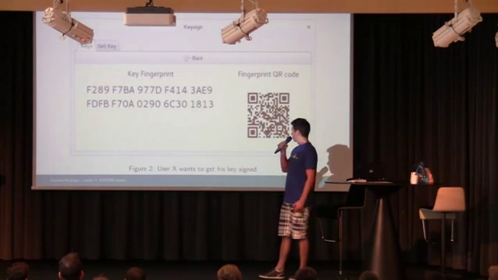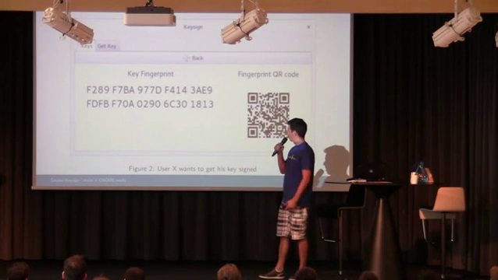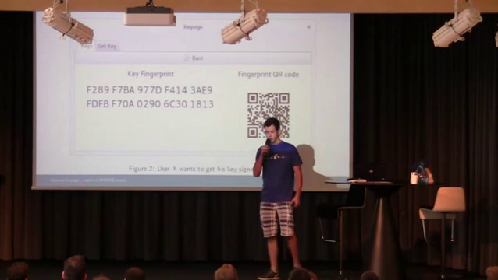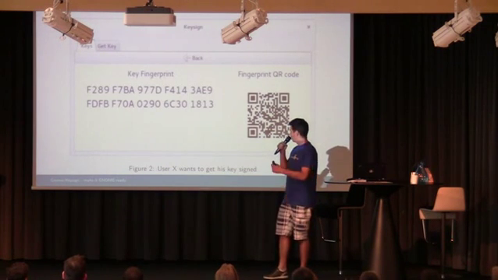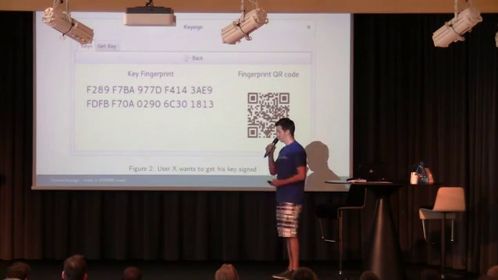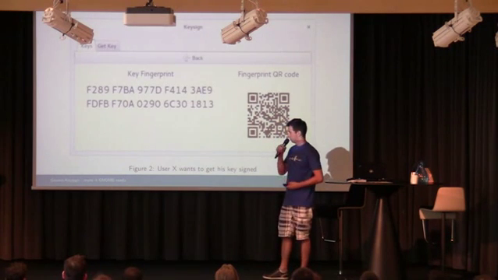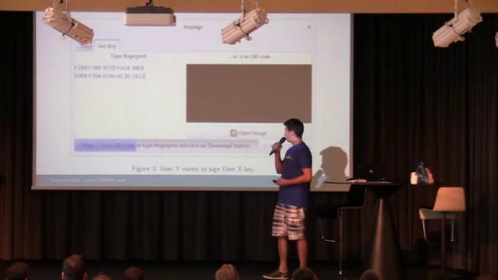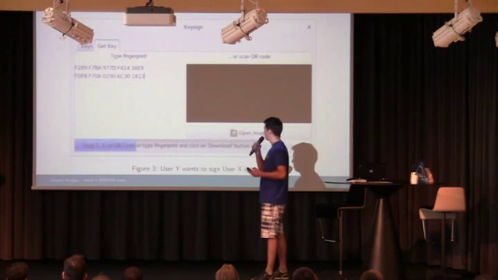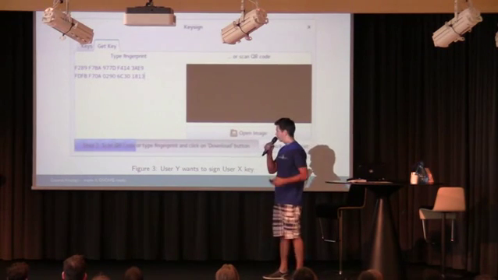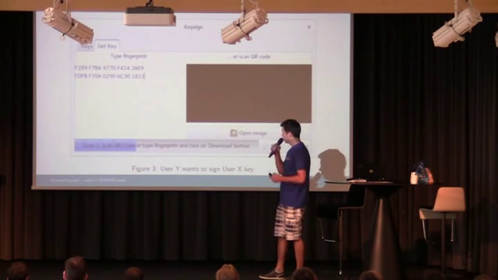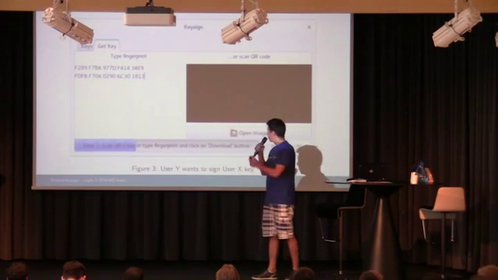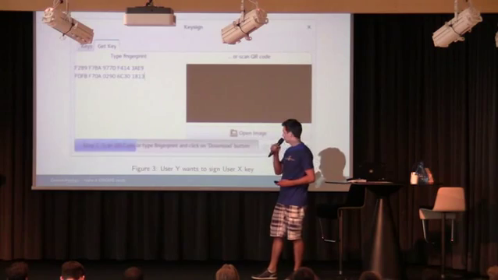How does it look? Well, it looks simple. Here the user wants to get one of his keys signed, and he selects the key, and then he gets this key fingerprint or the QR code generated. The other user who wants to sign the first user's key goes to the second tab, and he can type the fingerprint or can use the camera to scan the QR code.